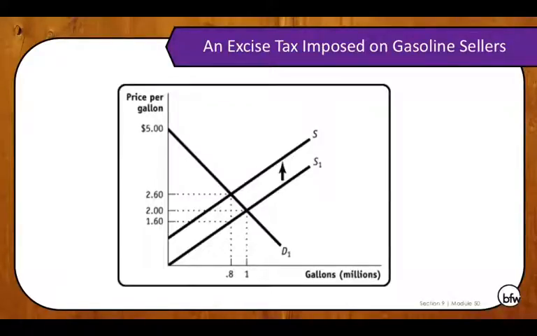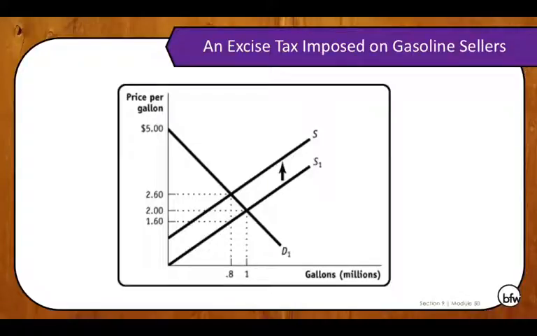only 800,000 gallons of gasoline are exchanged, and the price paid by consumers at the pump has risen to $2.60. The price sellers actually receive is equal to $2.60 minus $1, the dollar paid in taxes, or $1.60, because they have to send their $1 to the government for every gallon that they sell. Thus, the tax creates a wedge between the price the buyers pay of $2.60 and the price sellers actually receive of $1.60. But who is really paying the tax?